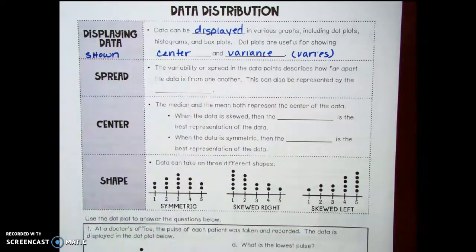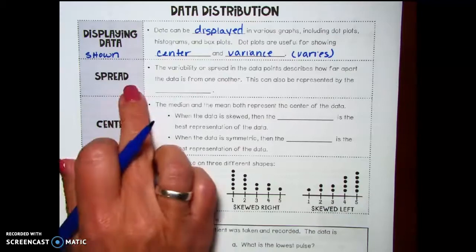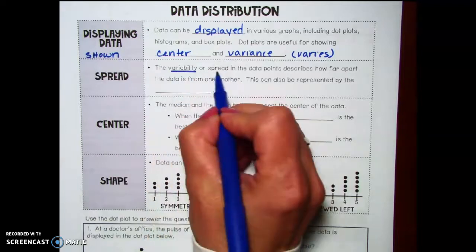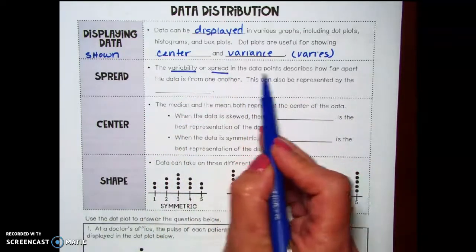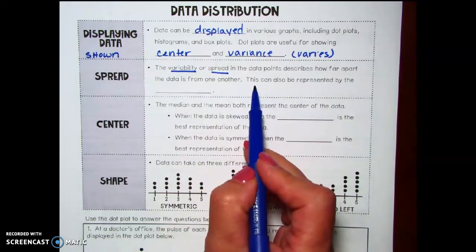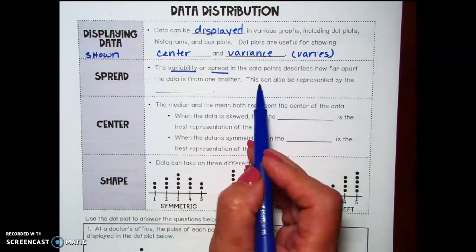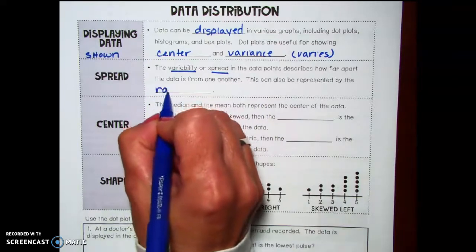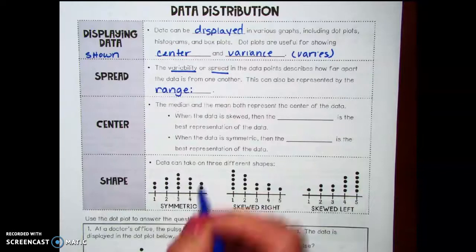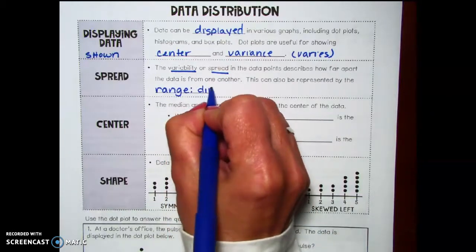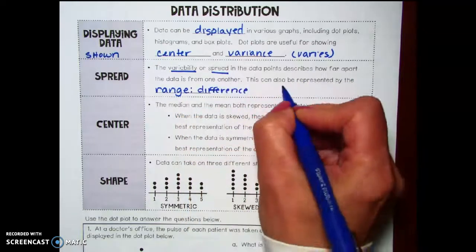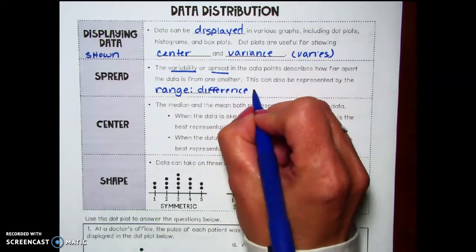Now, one way that it's shown is through the spread. So they call it variability or spread. And the data points describe how far apart the data is from one another. This can also be represented by the range. So I'm going to give you a way to solve for range. The range is the difference between the highest and lowest data point.